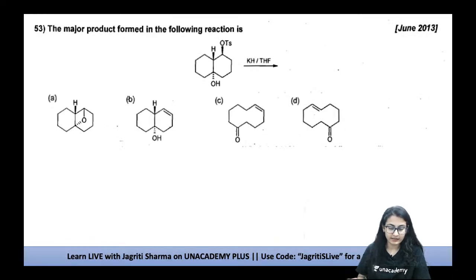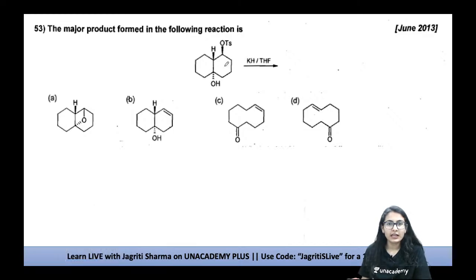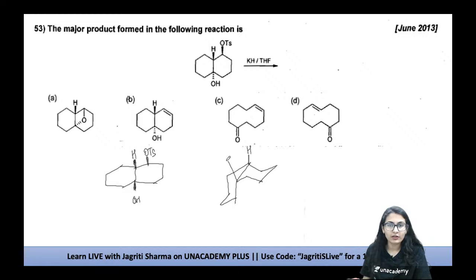Yes, just let me answer your question, Sunil. You were saying that if the stereochemistry is different, then what is going to happen? So let's say the stereochemistry of the OH is like this. It is a cis decalin system. How are you going to write it? Let's say you write it like this. There is your hydrogen, there is your OH group, and there is your OTS once again.